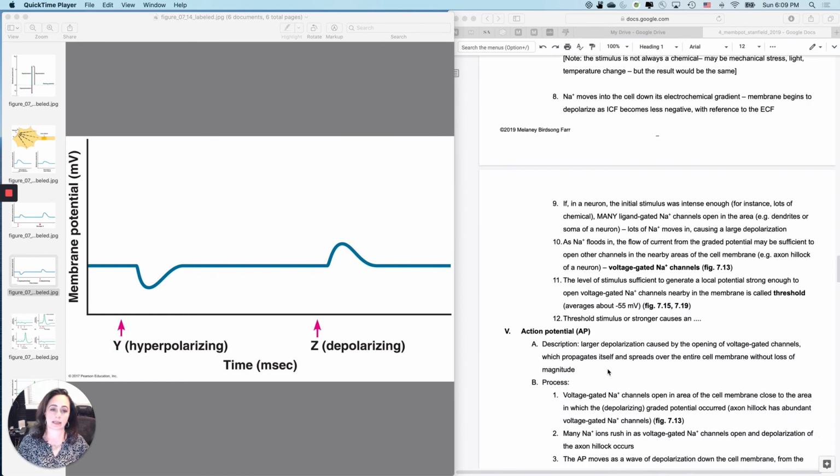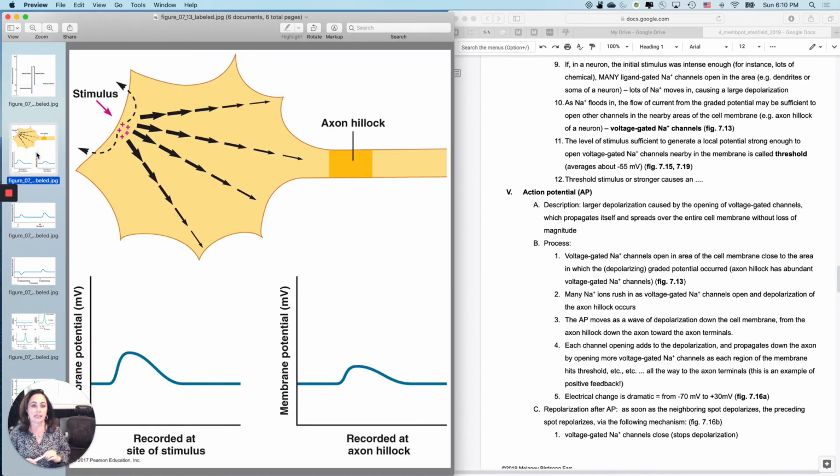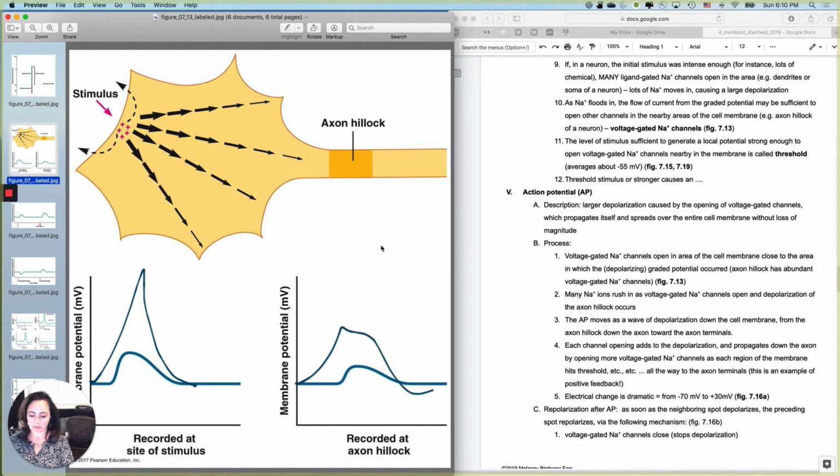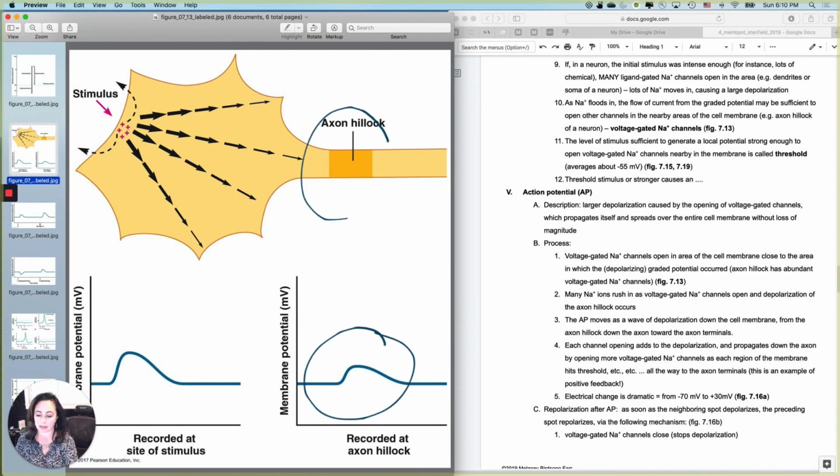Now, this can lead to the next thing, which is the hard part to teach. If this were in a neuron, and the initial stimulus was intense enough, like lots of chemical binding to lots of ligand-gated sodium channels over here, then lots of sodium moves in. It causes a big depolarization. What do I mean by a big depolarization? If over here at this side it recorded a huge depolarization, then over here at this side it would be that big, right? Not drawn to scale. As sodium floods in, the flow of current from the graded potential could be big enough to cause a big change in the axon hillock. And the axon hillock over here is the really important part.